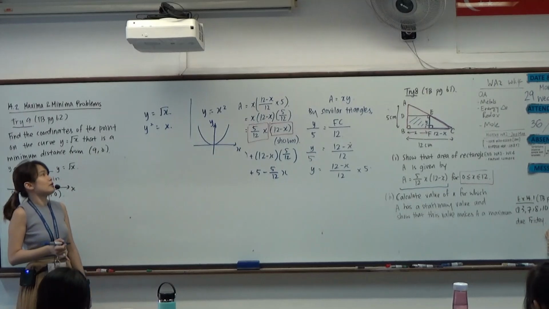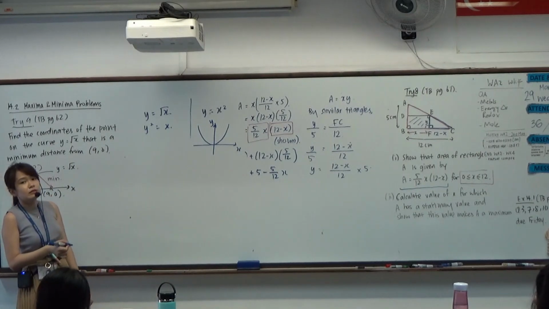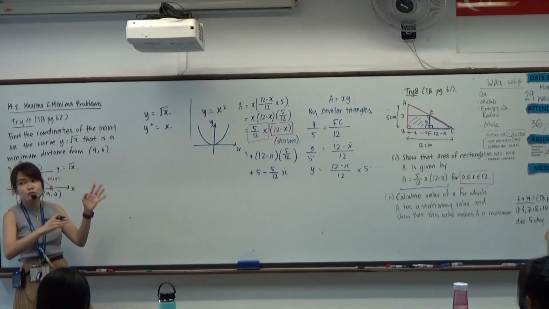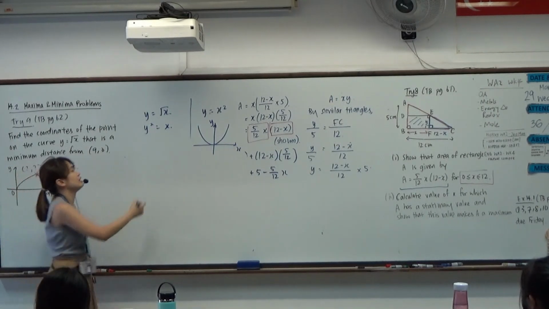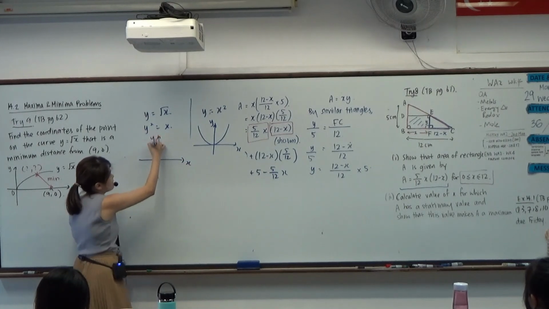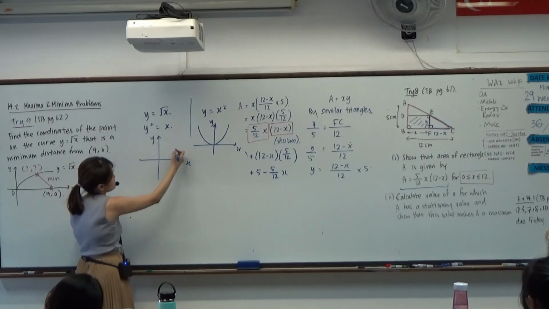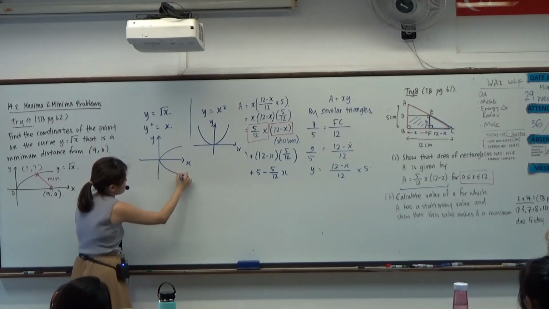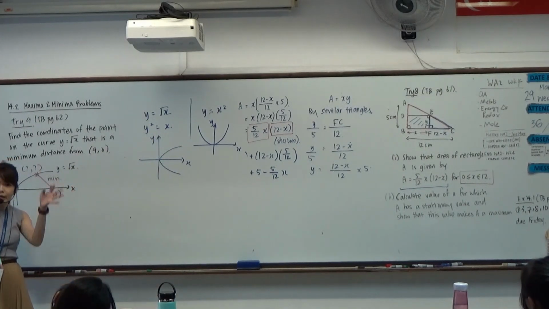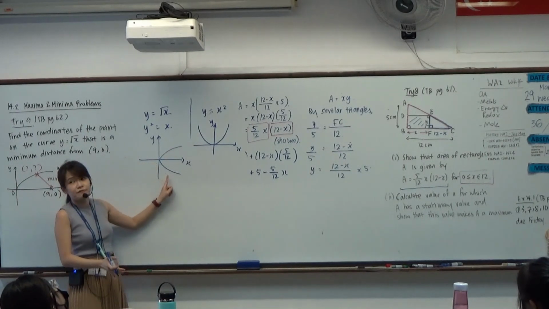Okay, right? But now we're looking at y squared equals x. So it's like the axis itself is reversed. Agree? But you still label this as x, this as y, yet it's now reversed. So y squared equals x actually has a reverse shape. You're just turning the axis around. So y squared equals x is of this shape.